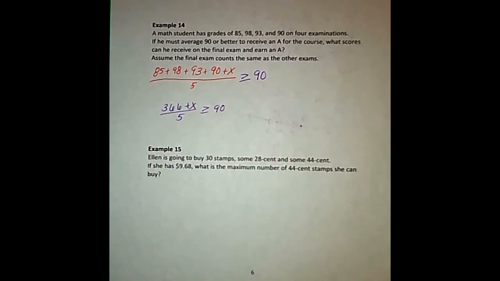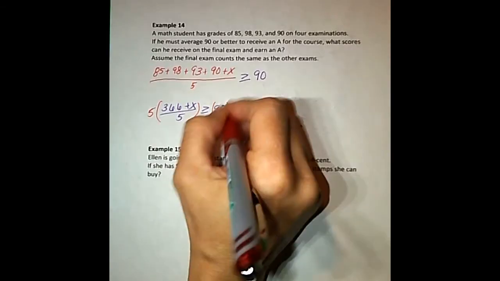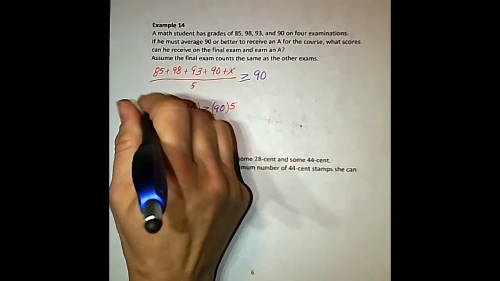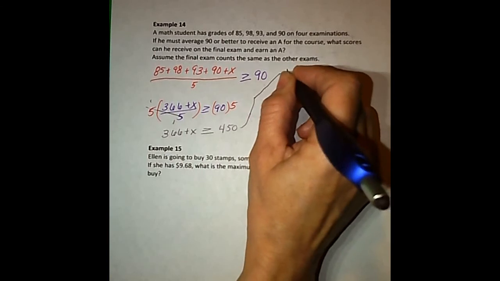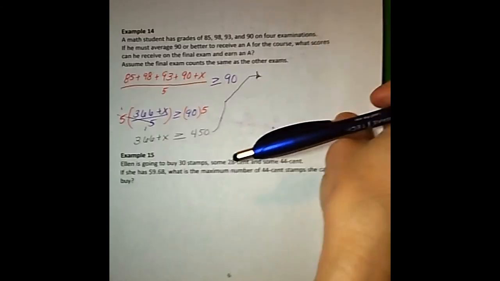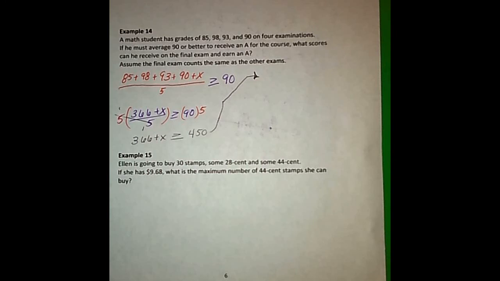So in order to solve for this, we must undo the fraction. So I'm going to multiply everything by the denominator, which is 5. So now 5 goes into 5 one time, leaves me with 366 plus x is greater than or equal to 450. And let's come up here to the top and finish this one out. Let me scoot it over, make sure you can see it. So now I have 366 plus x is greater than or equal to 90.